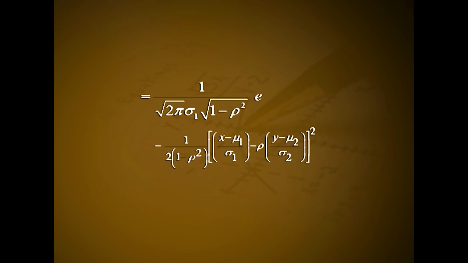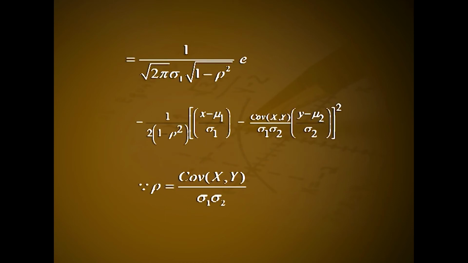That is equal to 1 divided by root 2 pi times sigma 1 times the square root of 1 minus rho square, times e raised to minus 1 by 2 times (1 minus rho square), times (((x minus mu 1) by sigma 1) whole square plus rho square times ((y minus mu 2) by sigma 2) whole square minus 2 rho times ((x minus mu 1) by sigma 1) times ((y minus mu 2) by sigma 2)). That is equal to 1 divided by root 2 pi times sigma 1 times the square root of 1 minus rho square, times e raised to minus 1 by 2 times (1 minus rho square), times ((x minus mu 1) by sigma 1 minus rho times (y minus mu 2) by sigma 2) the whole square.